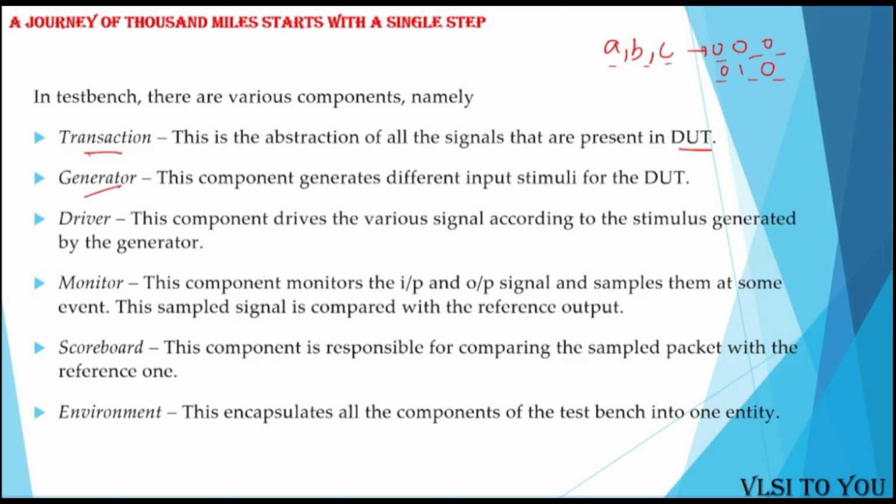Okay, now coming to the generator. This component generates different input stimuli for the DUT. What is this stimulus? A stimulus is nothing but data. The packets of data we will call a stimulus. Now the generator will be generating these packets of data for the DUT in order to send them to the DUT. Now the driver, what will this component do? This component drives the various signals according to the stimulus generated by the generator.